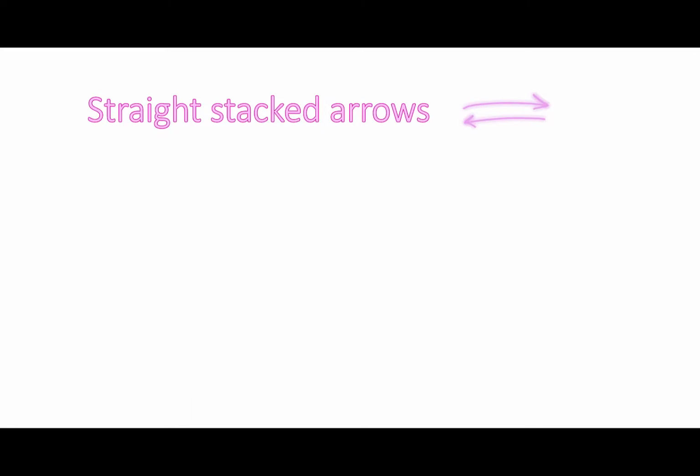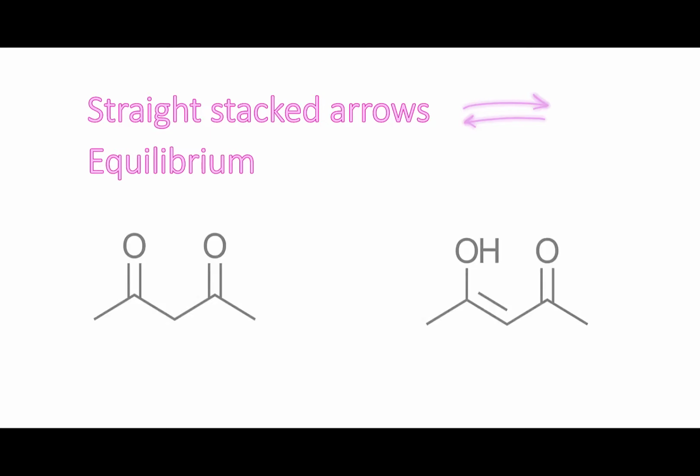Lastly, let's take a look at the straight stacked arrows. These arrows are used to represent equilibrium between molecular structures that can convert into one another. Keto-enol tautomerism is a great example of this. Notice that both of these structures have the same molecular formula, but their atomic connectivity is different. Under most circumstances, these two spectroscopically identifiable structures will be coexisting in your sample and interconverting into one another, and we say that they are in equilibrium with each other, and indicate this with the stacked straight arrows pointing toward each of the molecules.